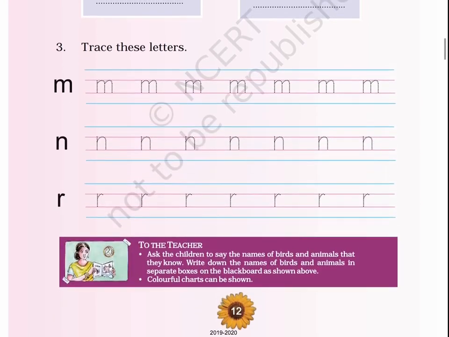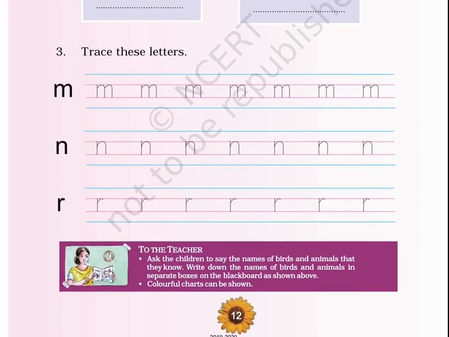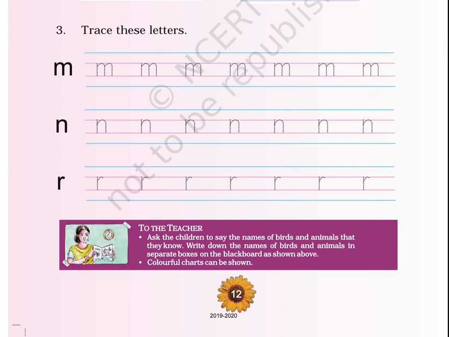3. Trace these letters. Small letter m. Now trace along the dotted line. Small letter n. Now trace along the dotted line. Small letter r. Now trace along the dotted line.